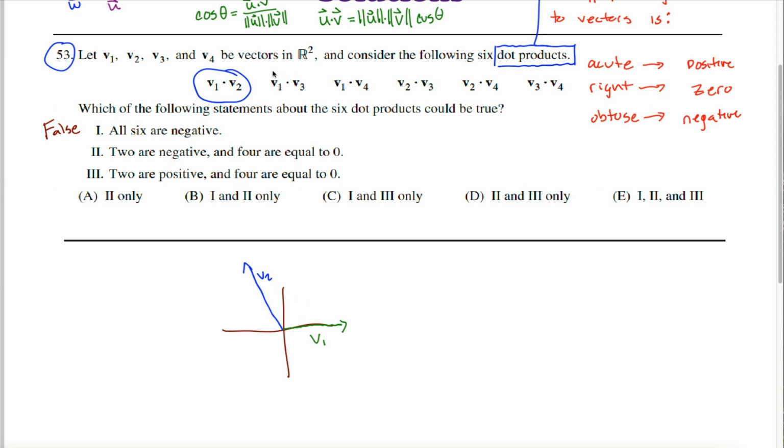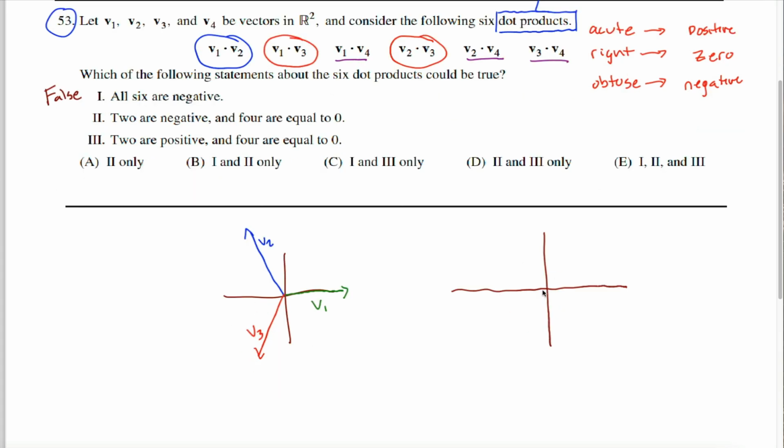Now we consider v3. We need the angle between v1 and v3 to be obtuse, but we also need the angle between v2 and v3 to be obtuse. Is that possible? Well, sure. If we pick the right angle down here in the third quadrant, we could certainly make that happen. But when we get to v4, we get in trouble. The angle between v1 and v4, v2 and v4, and v3 and v4 has to be obtuse. That's not possible.